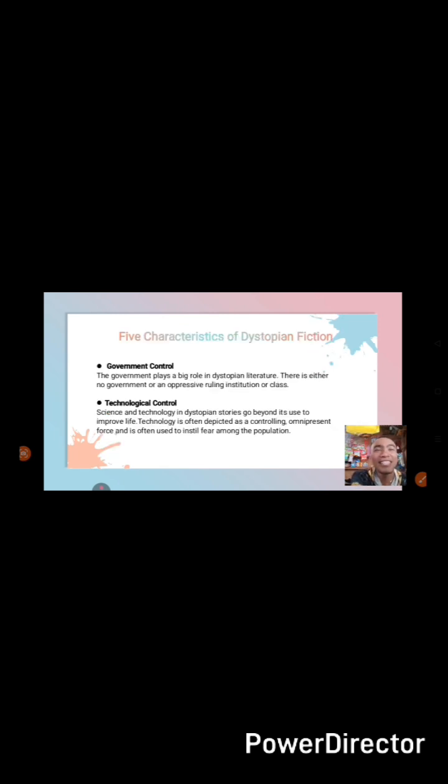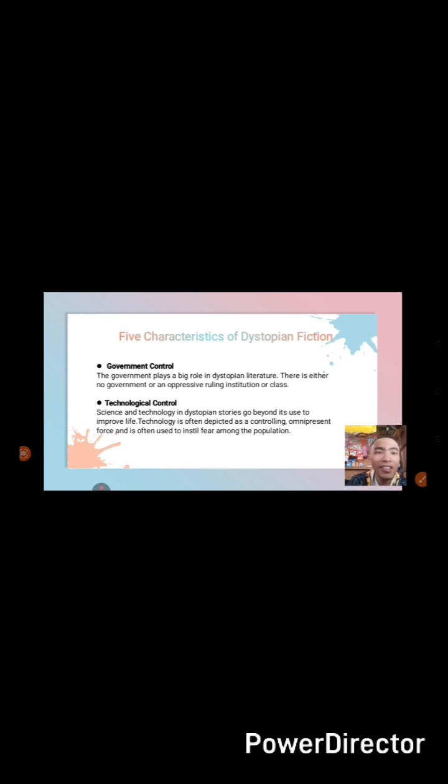Five characteristics of dystopian fiction. First, government control. The government plays a big role in dystopian literature. There is either no government or an oppressive ruling institution or class.